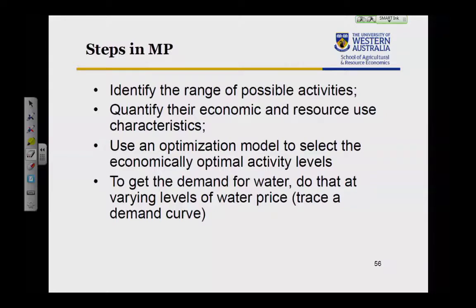So to solve mathematical programming problems, you need to identify a range of possible activities, which is the choice variables, quantify their economic and resource use characteristics, which means how do your activities go into your objective function and your constraints, and then use an optimization model to select the most economically optimal levels. If you want to get the demand for water, then you would do that for different prices of water to figure out what the optimal demand is at the different prices.